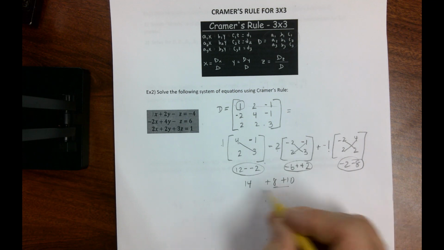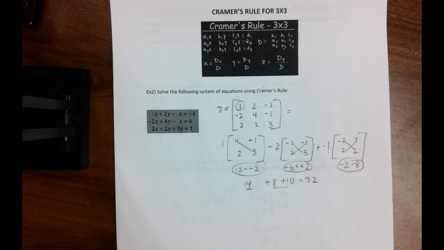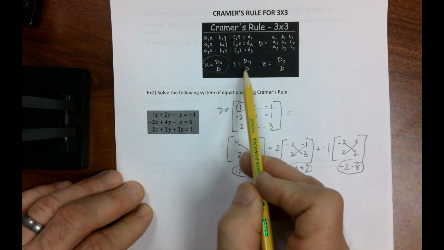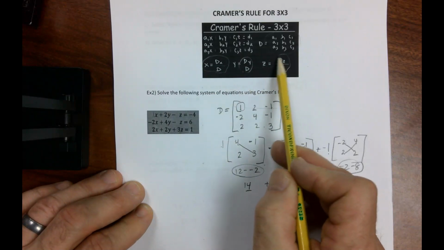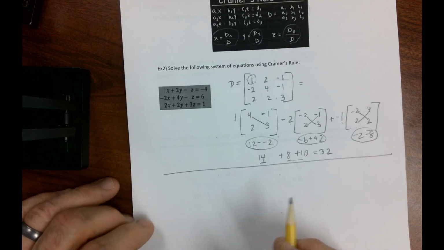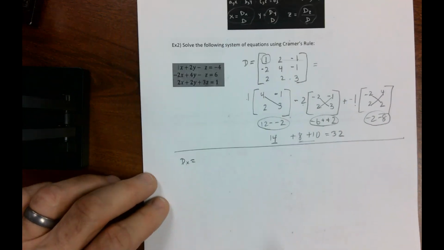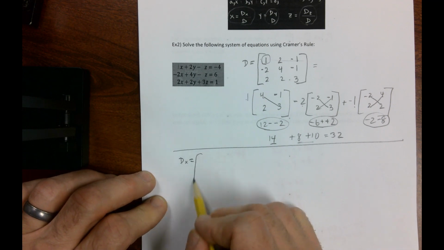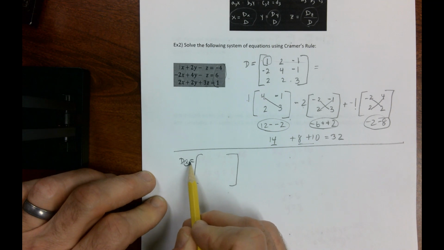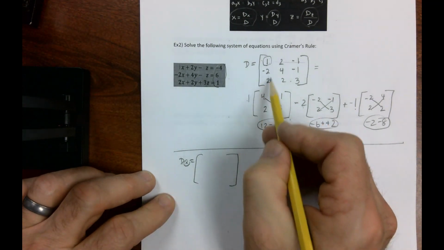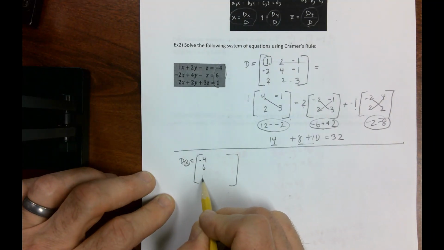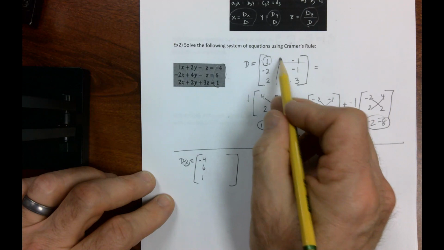So this is 18 plus 4, which is 32. So we've got to remember, x is dx over d, y is dy over d, z is dz over d. So we're sticking with Cramer's rule, but this time, to find dx, we've got to remember, we're going to build a 3 by 3, but we're going to take our constants and replace our x column. So instead of 1, negative 2, 2, we're going to replace with negative 4, 6, 1. Everything else from here is the same.